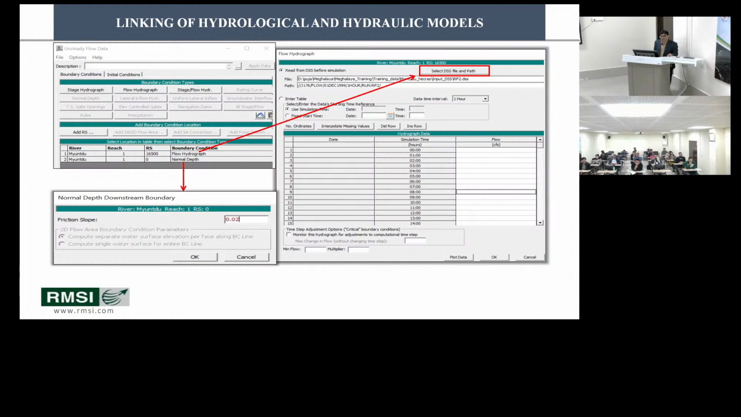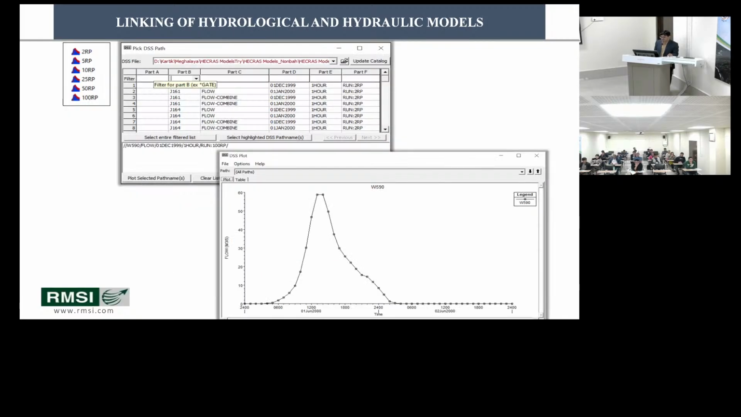If you have time series data in DSS format, DSS is not decision support system here; it is the Data Storage System, the compatible format of the HEC models. Once you have the data in DSS format, you can directly link this data like this. You can also put the data in manually. We'll let you know how to put the data in. Then this is the data input plot I have given to the model: flow versus time, the upstream boundary condition. This is the plot, and this is the tabular form of the data.